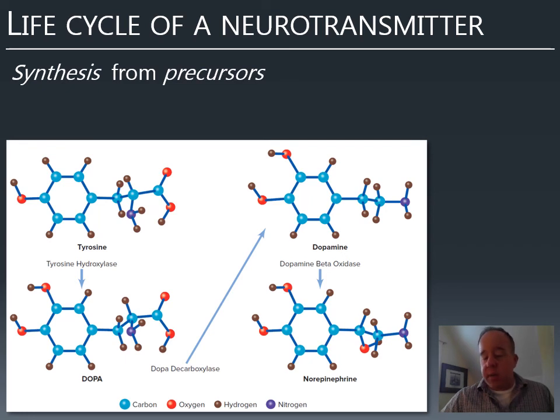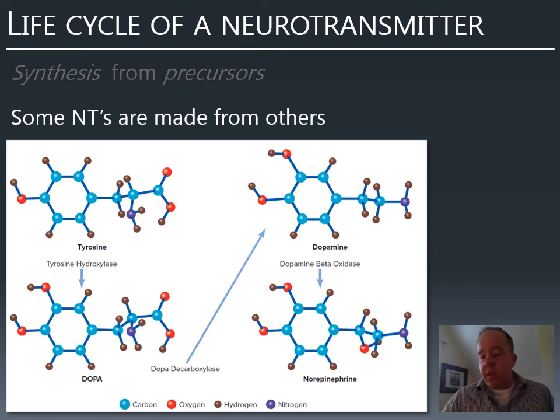Here we see a diagram from your book. So tyrosine is a molecule. You don't need to memorize that name. It is converted via enzyme to DOPA, which is just a minor modification. DOPA, in turn, is modified and becomes dopamine.